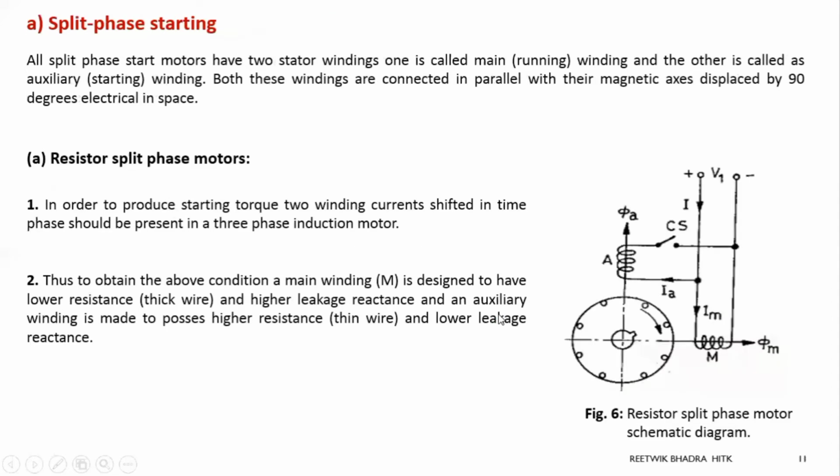Now we'll start with split phase starting, and the first method is resistor split phase starting. In split phase starting, the first statement says that we have two stator windings. One is called the main or running winding, and the other is called the auxiliary winding, keeping in mind that the magnetic axes should be displaced by 90 degrees electrical in space.